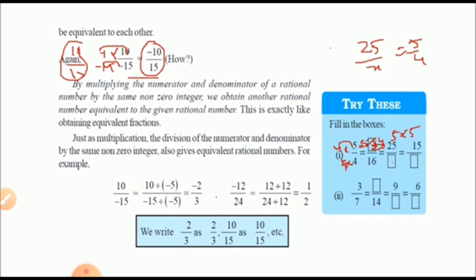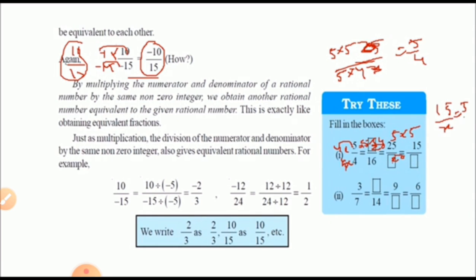Regarding the second one, the numerator became 25. So how did it become 25? How did 5 become 25, son? Yes, 5 became 25 by 5 into 5. Same way, 4 into 5. What will be the answer there? 4 into 5 will give you 20. Yes or no?